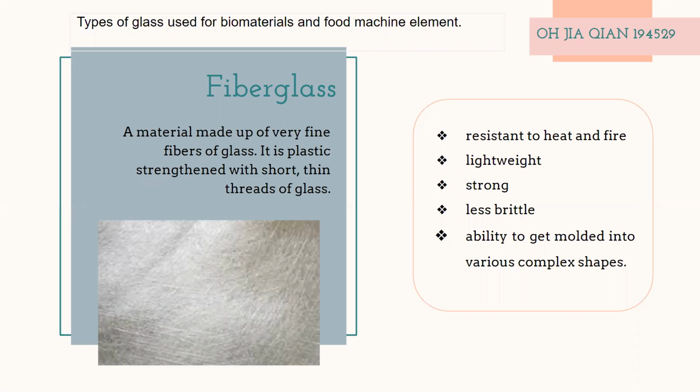The next type of glass is fiberglass, which is normally used in biomaterials and food machine elements. Fiberglass is a material made out of very fine fibers of glass. It is a type of glass which is normally used in plastic reinforcement. So the properties of this fiberglass are resistant to heat and fire, lightweight, strong, less brittle, and its ability to get molded into various complex shapes.